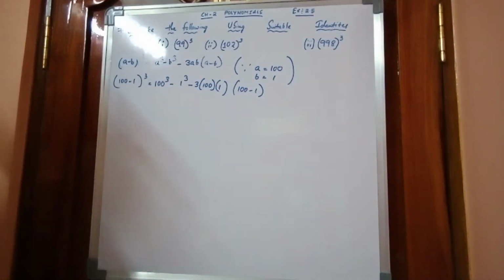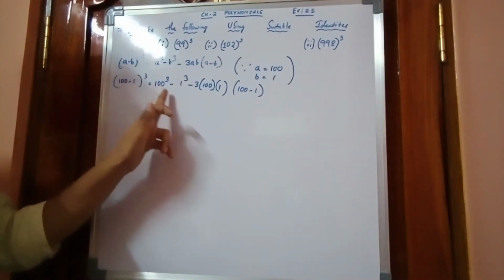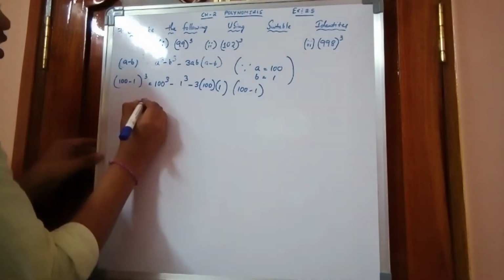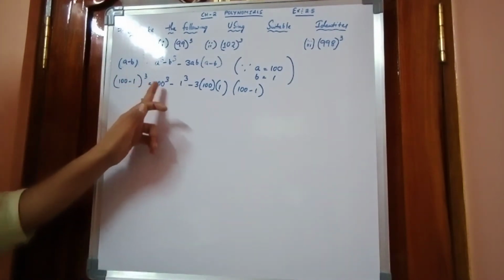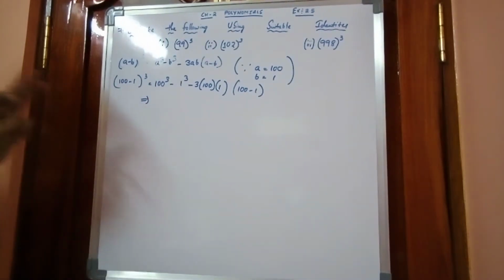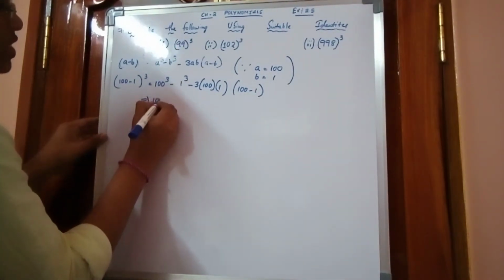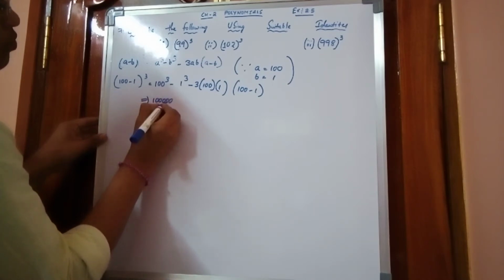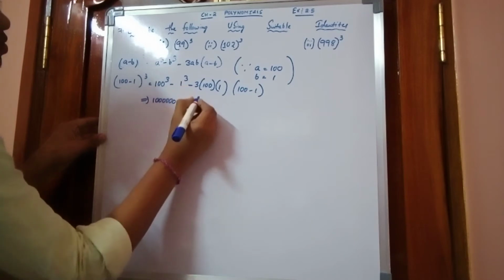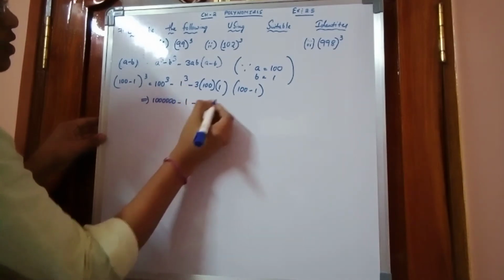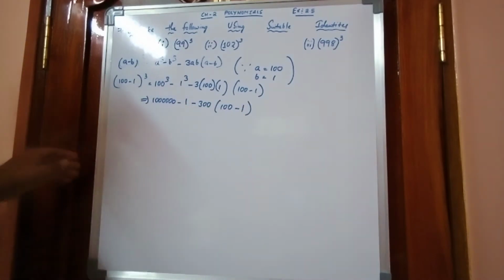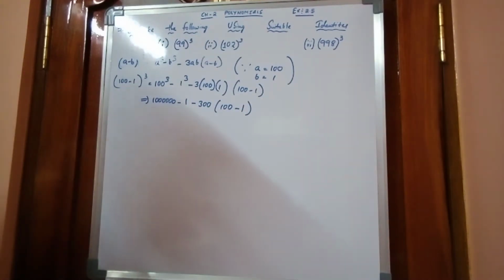Now I have substituted in the formula, that identity. Now multiply this total equation. See here, 100 cube: 1 cube, so we are having 3 zeros followed by 3 zeros, so we'll get 6 zeros: 1, 2, 3, 4, 5, 6. So my 1 cube is 1, minus 3 into 100 is 300, into 1 is 1, of 100 minus 1. So we'll get here like this.